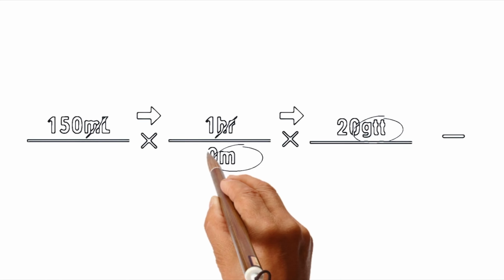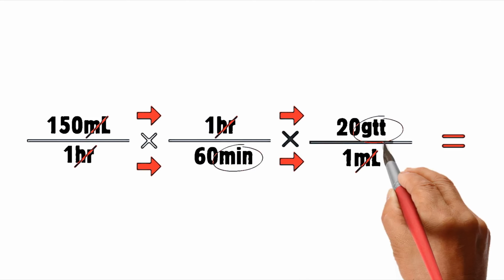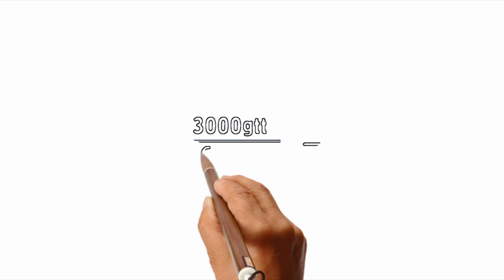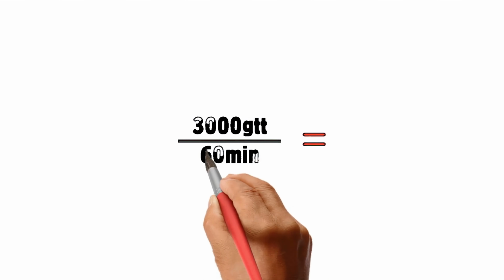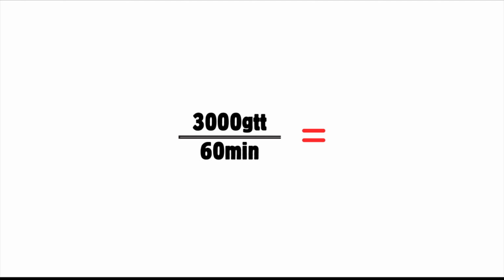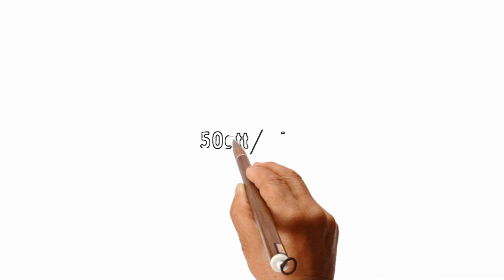So in this case, we will multiply 150 times 1 times 20 on the top, and 1 times 60 times 1 on the bottom. This will give us a result of 3,000 GTTs over 60 minutes. Once we have our equation with 3,000 GTTs over 60 minutes, we will need to divide the two. We will divide 3,000 GTTs by 60 minutes. The result of this will be 50 GTTs over 1 minute, or 50 GTTs per minute.